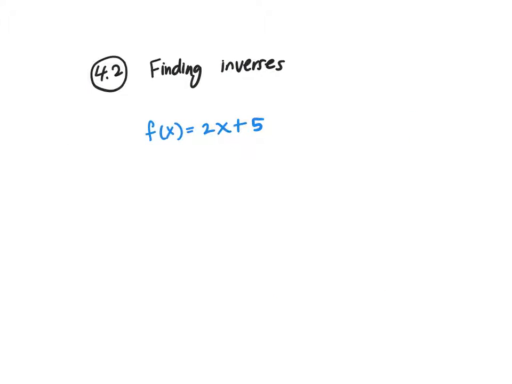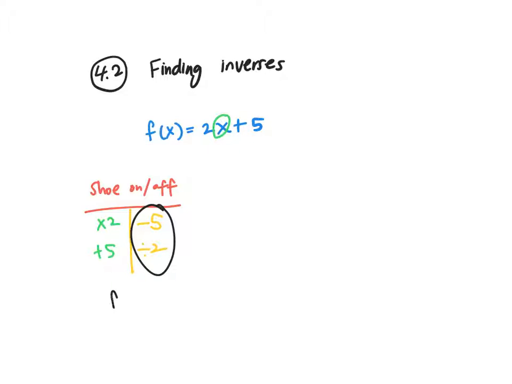4.2, be able to find inverses given an equation, a graph, and a table. One method you can use is the shoe-on, shoe-off method, where you stand at X and see what order of operations are being done to it. So you multiply by 2 and add 5. Now you undo that in reverse order, so you subtract 5 and divide by 2. Rewriting this, your final answer would be f inverse of x is equal to x, you subtract 5, and then you divide the entire quantity by 2.